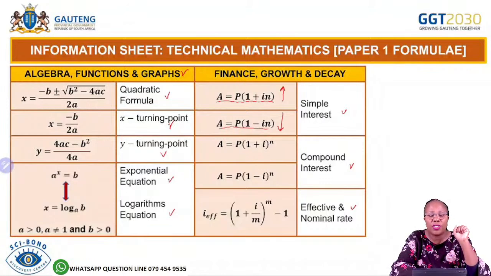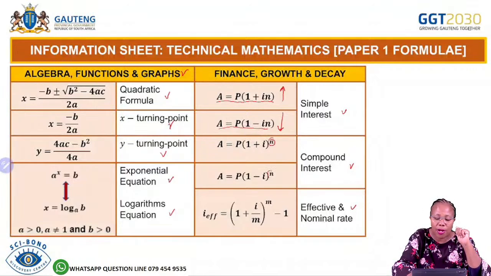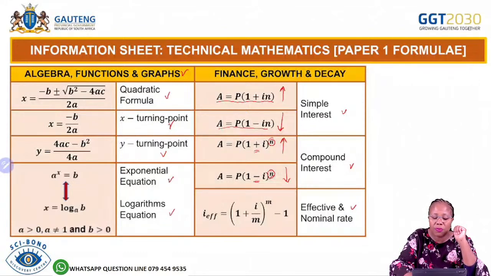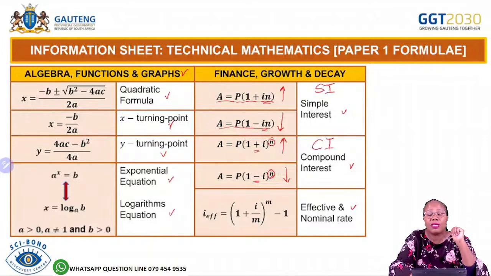Then we have the compound interest formula. The difference between the two is that now your n is an exponent. If the value is appreciating, going up, you will use the plus one. If it is depreciating or decaying in your statement, then you will follow the one with the minus sign. How do you know it is compound and must be an exponent? How do you know it is simple interest and must be linear? With simple interest, they use the abbreviation SI, and with compound interest, we use the abbreviation CI.